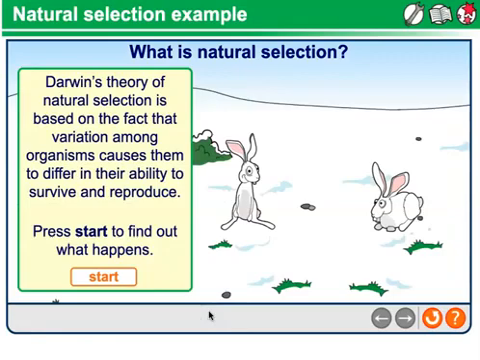So let's look at this with an example. Specifically, let's look at natural selection and how it might choose for a specific trait in a population of rabbits. Darwin's theory of natural selection is based on the fact that variation among organisms causes them to differ in their ability to survive and reproduce.